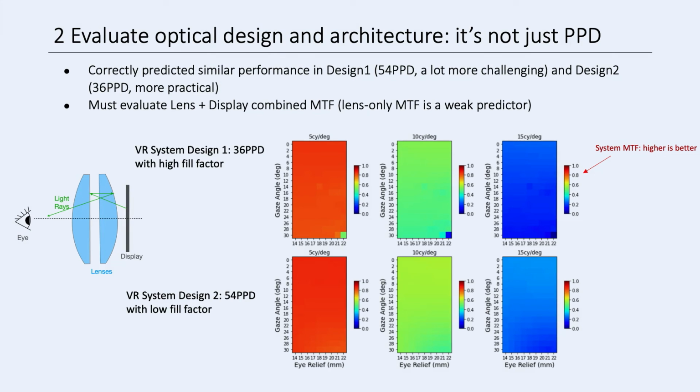If we just focus on the 10 cycles per degree, you have the gaze direction. If you're in this field of VR and AR, you know what that means. The key point here is the two are matching, the two are equivalent. Right, so this means you cannot just optimize for high PPD and let the fill factor suffer. You have to optimize all of them.